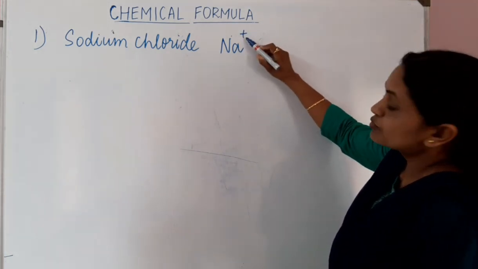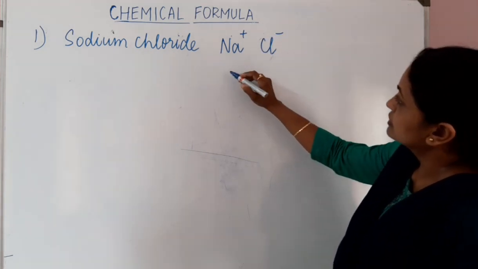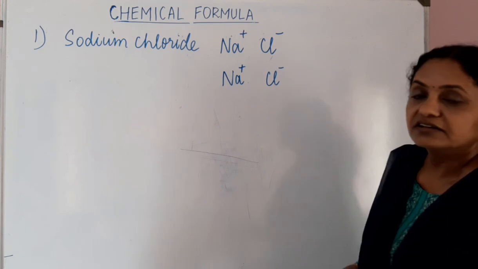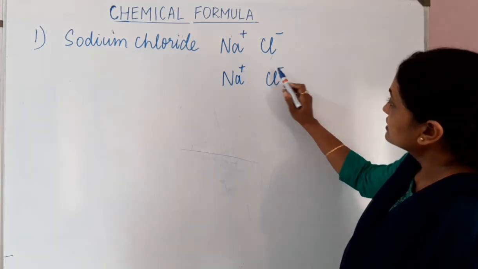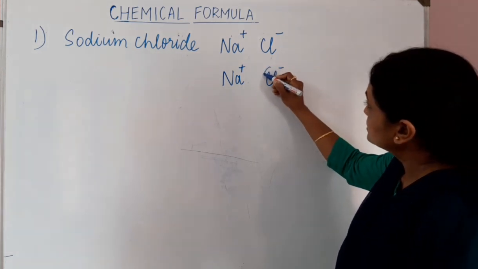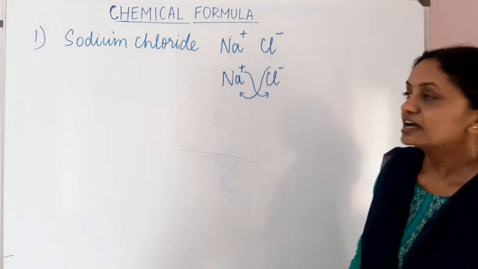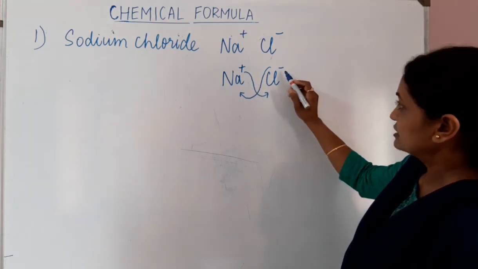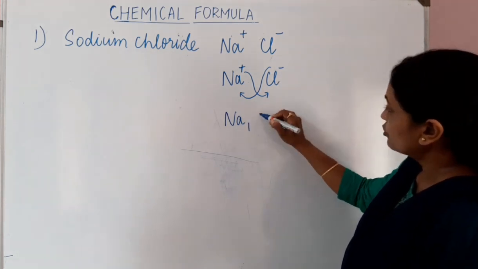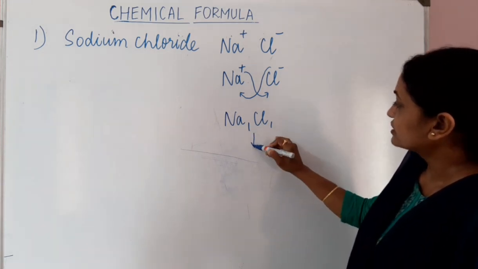Sodium ion has 1 plus charge, and chloride ion 1 minus. Now what we have to do is, for the positive and the negative ions, the charges are written as superscript. Now we have to interchange these charges, and write them as subscript. Now both of them are having 1 plus and 1 minus, so both are 1 and 1. So we finally don't write 1.